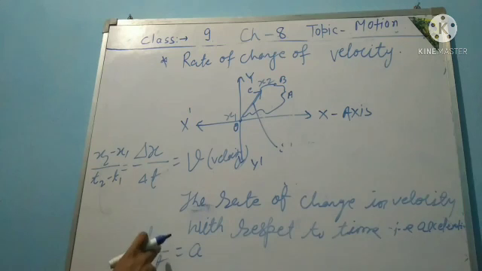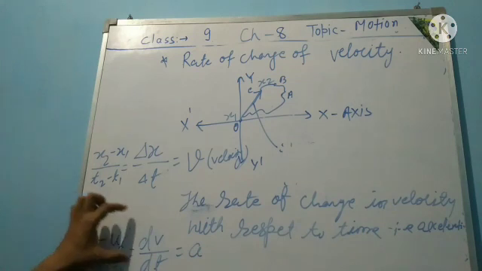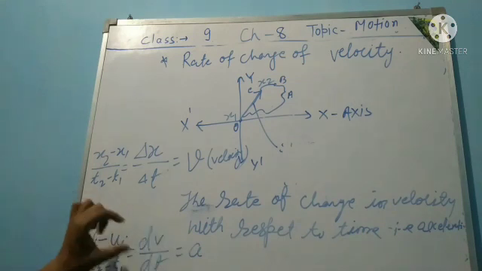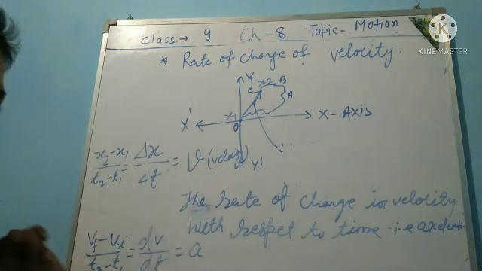Final velocity is denoted by vf and initial velocity by vi. Change in velocity with respect to time, that is, divided by t2 minus t1, that is acceleration. So that is rate of change of velocity. So rate of change of velocity, that is acceleration.